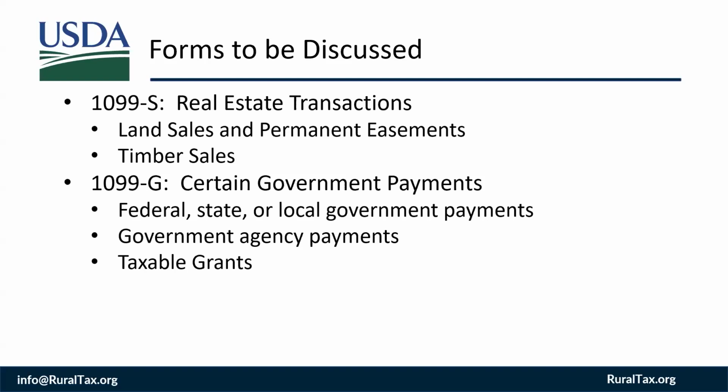Then we have the 1099-G for certain government payments. Those are federal, state, local government payments. Could be a tax refund. Government agency payments. Often we'll have FSA, USDA send out various items that require them to send you a Form 1099-G for a payment that you receive. Also taxable grants.